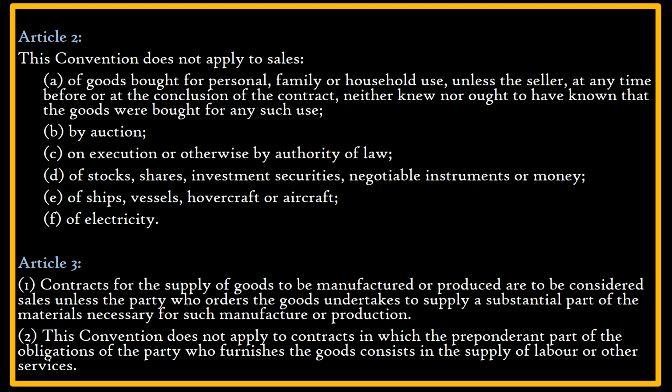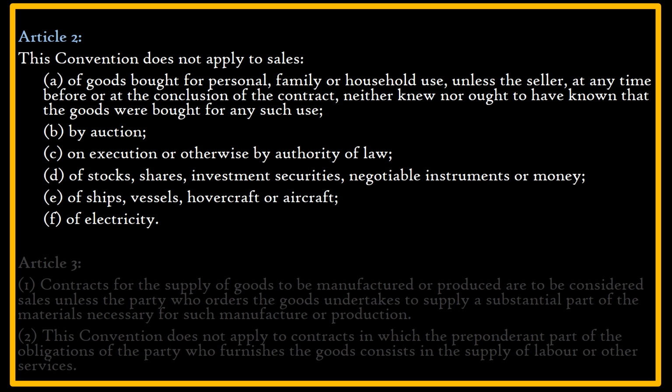All right, we're finished looking at Article 1 of the CISG. Let's look at Articles 2 and 3. First, let's focus on Article 2. Article 2 excludes certain transactions from the CISG. So, first of all, the CISG does not apply to goods bought for personal, family, or household use. So, if I buy a washing machine from a seller in China, the CISG will not apply if that washing machine is for personal, family, or household use.